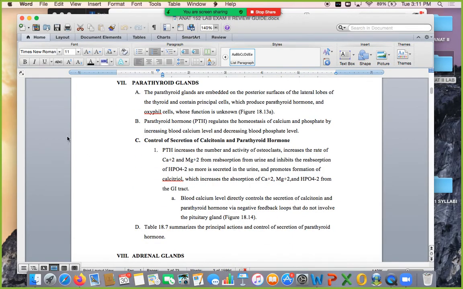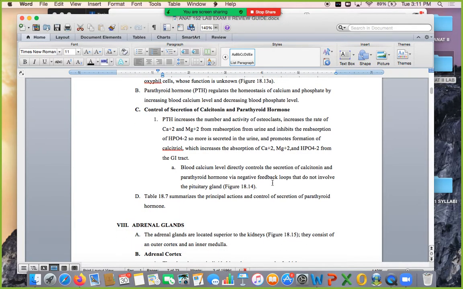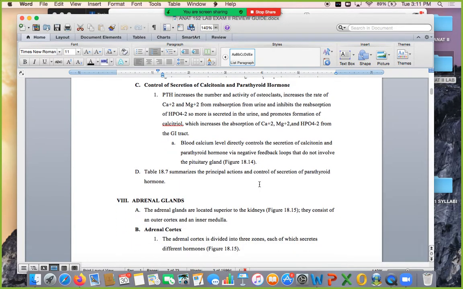The parathyroid glands are going to be found just inside the thyroid, and they have principal cells that make PTH, or parathyroid hormone, and then specialty cells called oxyphil cells whose function is not yet known. But PTH, we do know what it does. It's going to regulate calcium homeostasis and phosphate homeostasis by increasing the calcium level and decreasing the phosphate levels in the blood. We talked about how that worked pretty extensively, but if you want to see that negative feedback loop, you can again refer to figure 18.14.